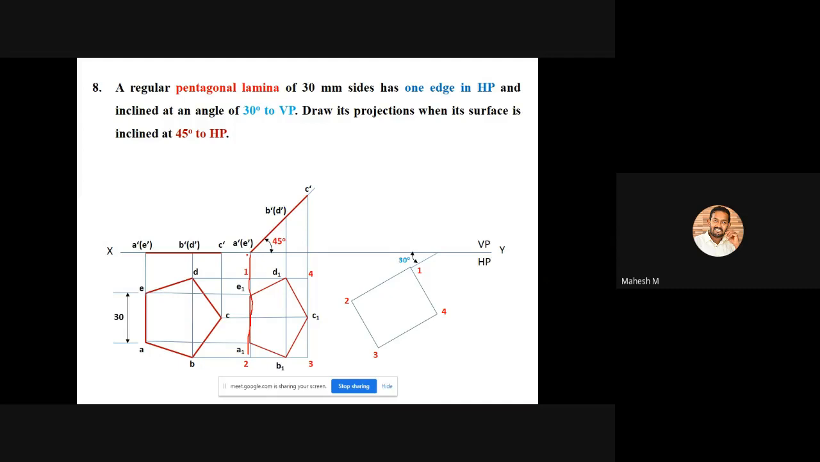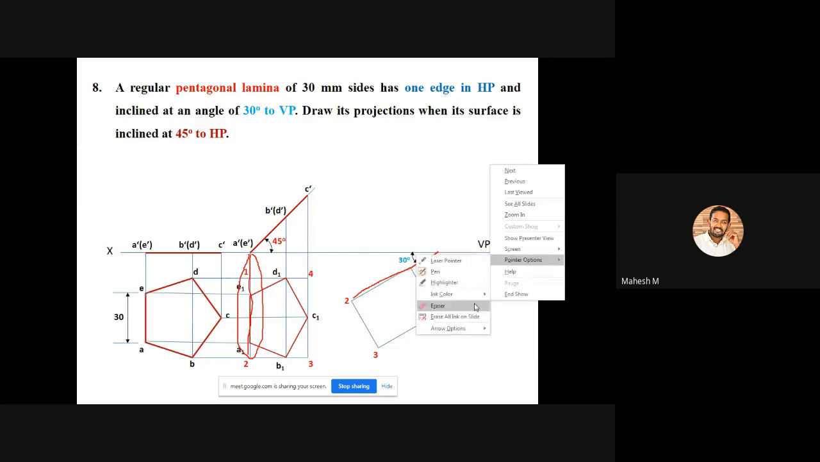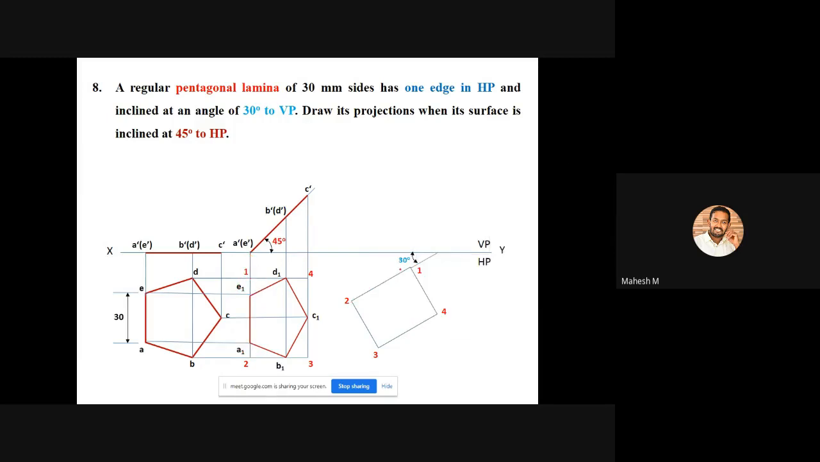So this line, in the vertical line, let's say I have drawn it here at a 30 degree inclined position. Okay, the line 1 and 2 is 30 degree towards VP. Okay, so after marking 1 and 2, here it is 1 and here it is 2. After marking 1 and 2, I am going to create an imaginary rectangle. So this one should be an imaginary rectangle.